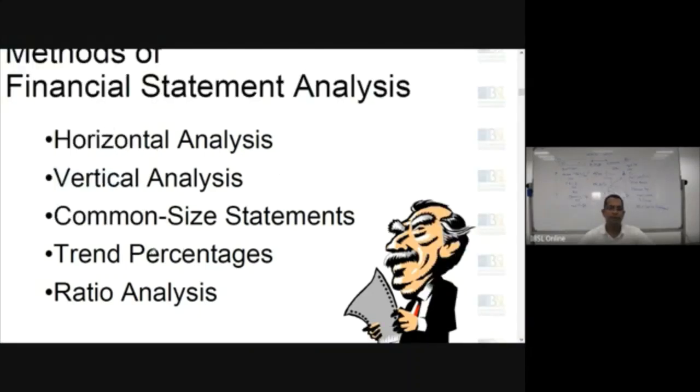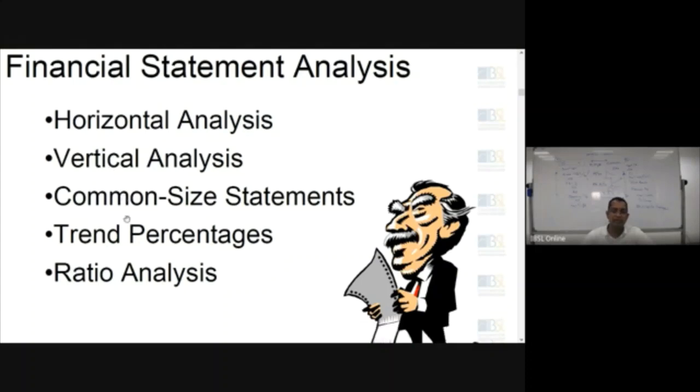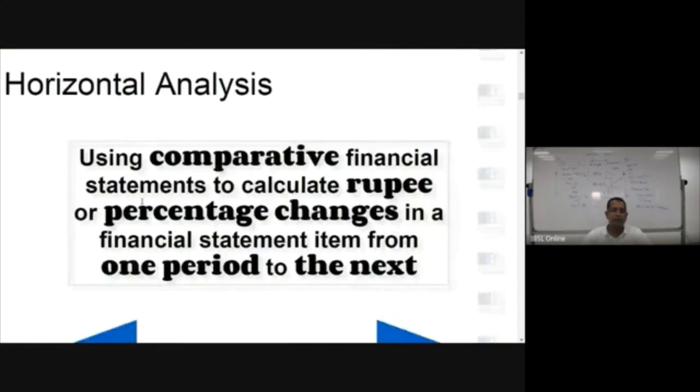Vertical, horizontal, common. Ratio analysis is analyzing the logical relationship between these items. Right? We will be going into detail on that. So we are doing this, and through this we will be using these methods. Horizontal: using comparative financial statements to calculate rupee or percentage change in a financial statement item from one period to the next. That means two periods we are analyzing.